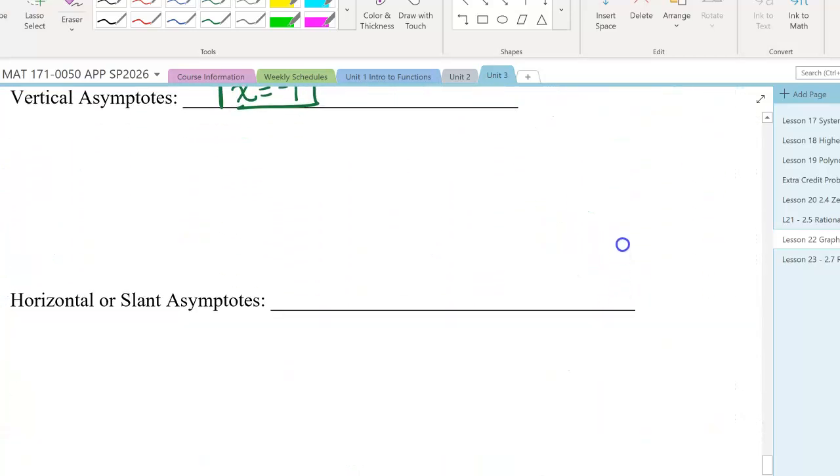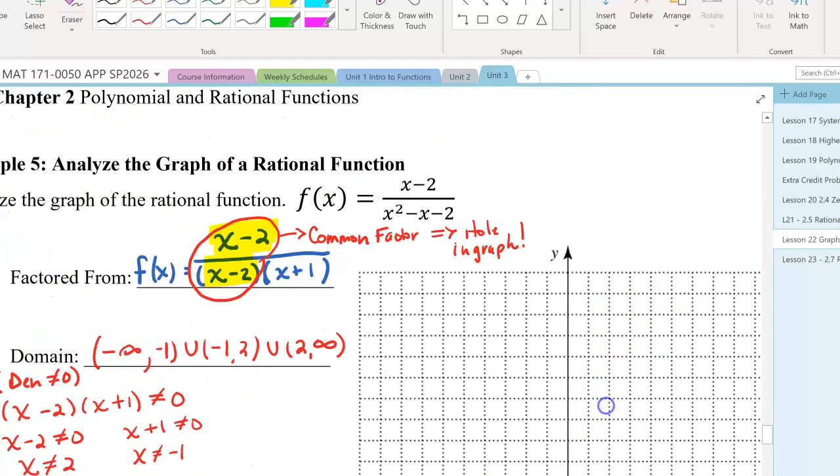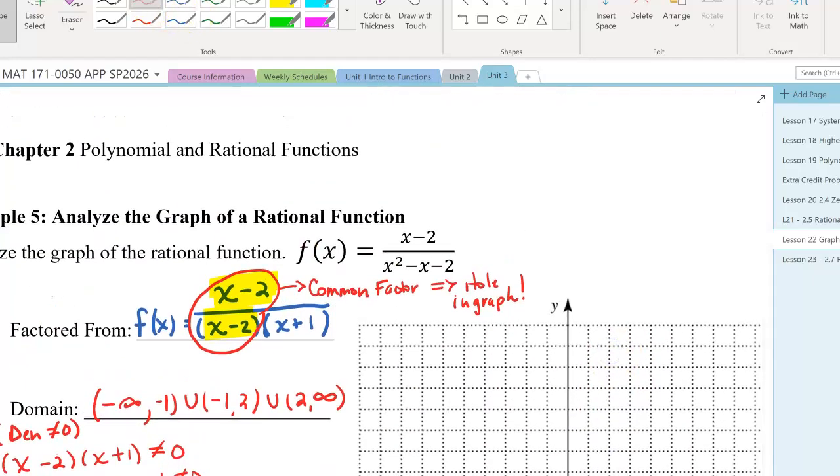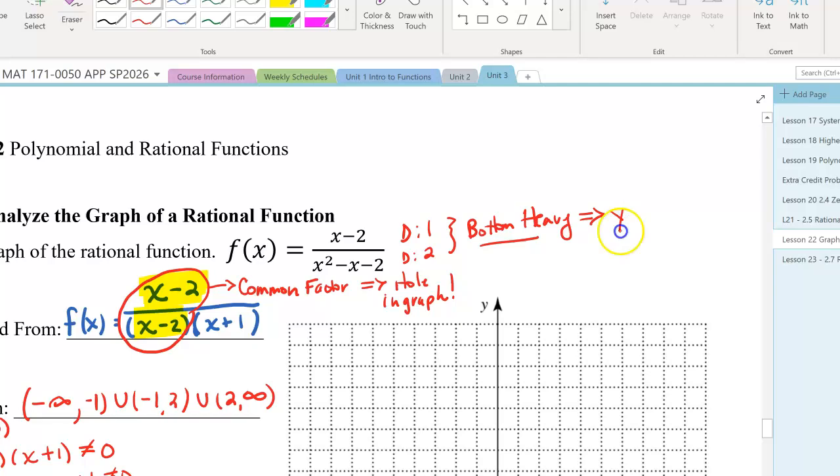All right, and then finally horizontal or slant. Well, let's see. The degree on the top is 1. The degree on the bottom is 2, so this is another bottom heavy function, which means the horizontal asymptote is automatically y equals 0. Because if it's bottom heavy, it's going to pull me down to sit on the x-axis.